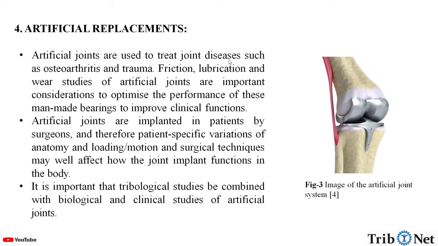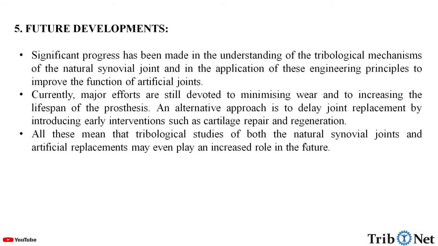Artificial joints are used to treat joint diseases such as osteoarthritis and trauma. Friction, lubrication, and wear studies of the artificial joints are important considerations to optimize the performance of these man-made bearings to improve their clinical functions. Artificial joints are implanted in patients by surgeons, and therefore patient-specific variations of anatomy and loading motion and surgical techniques may well affect how the joint implant functions in the body. It is important that the tribological studies be combined with the biological and clinical studies of the artificial joints. Here we can see the image of the artificial joint system.